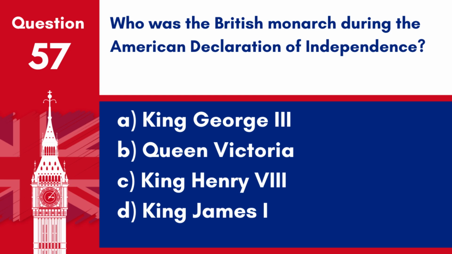Question 57. Who was the British monarch during the American Declaration of Independence? A. King George III, B. Queen Victoria, C. King Henry VIII, D. King James I. Answer: A. King George III. King George III was the British monarch during the American Declaration of Independence in 1776.